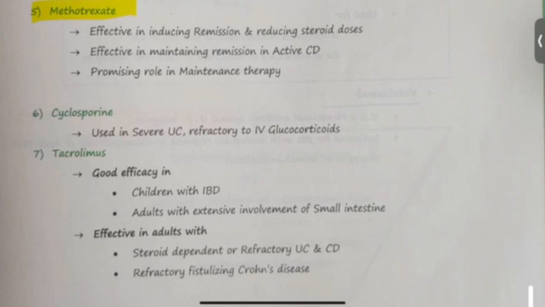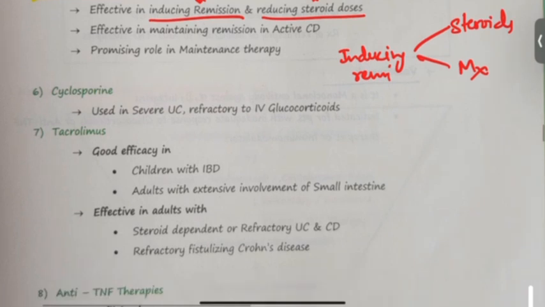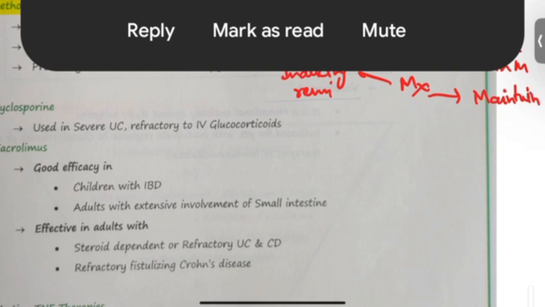This is again effective in inducing remission and reducing steroid doses. So for inducing remission, we can use 2 drugs. One being steroids, the other being methotrexate. Okay, this is effective in maintaining also. We had studied steroids have no role in maintenance. Okay, but methotrexate can induce as well as maintain. This is the difference.